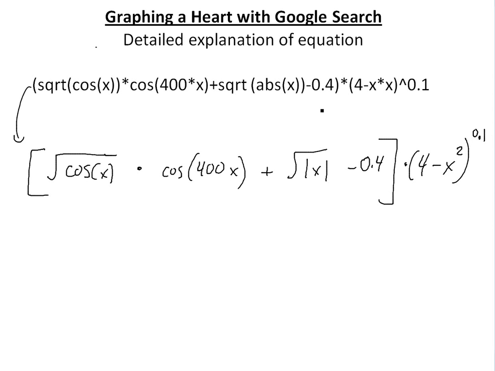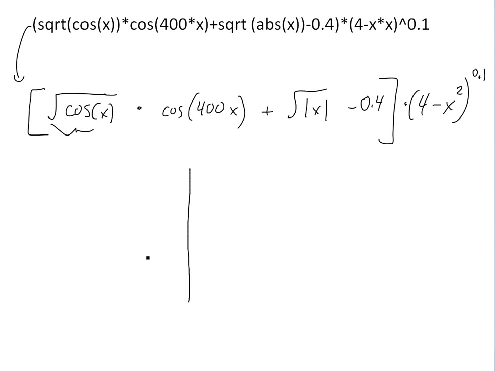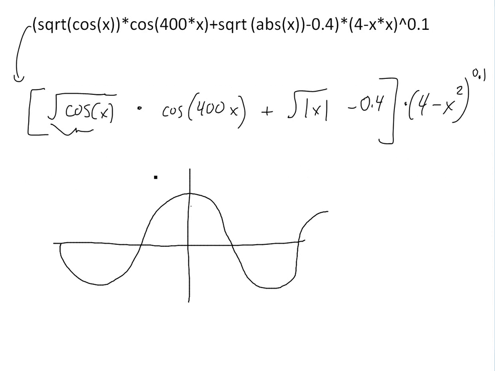Okay, so when we look at this equation, let's look at the leftmost term first. We know that cos x is a trigonometric function that goes like this. But with the square root in here, the inside has to be greater than 0. So cos x is greater than or equal to 0, and then we only look at the top part here.